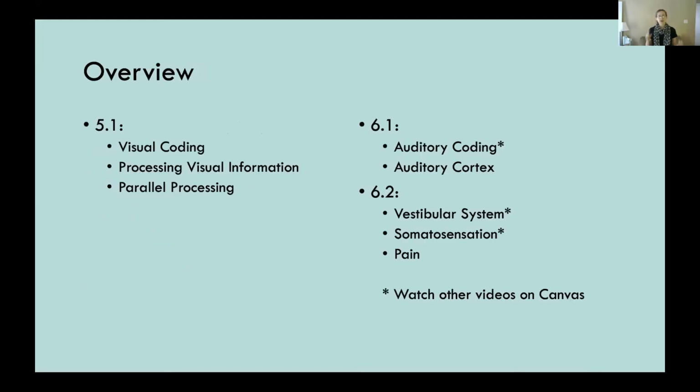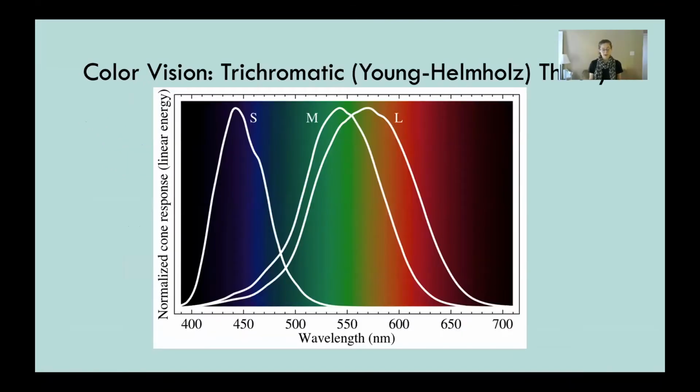We are going to talk about visual coding, which is from 5.1, processing visual information, so that's a little bit from 5.2, and then parallel processing with a little bit more from 5.3. So to begin visual coding, I'd like you to watch one of the supplemental videos here. That video about the eye and the brain hinted about some of how we see color vision, but now I want to dive deeper into the 3 theories your textbook uses to explain color vision.